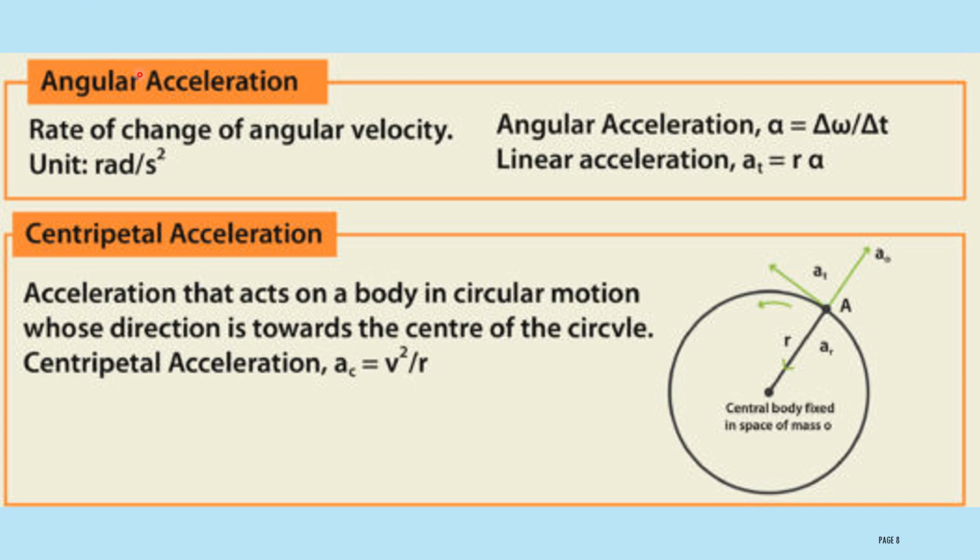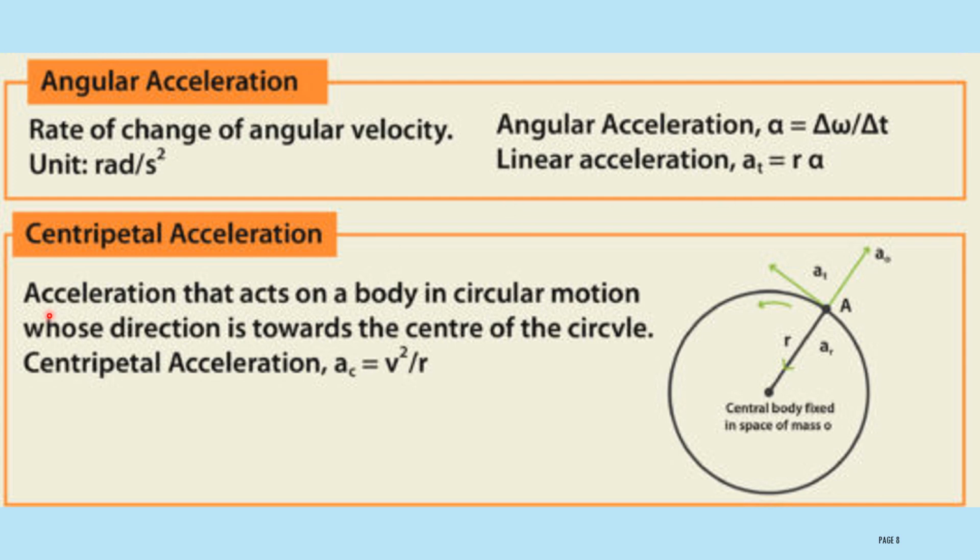Angular acceleration is nothing but the rate of change of angular velocity. Angular acceleration alpha is equal to delta w divided by delta t. Unit is radian per second square. Linear acceleration a t is equal to r into alpha.